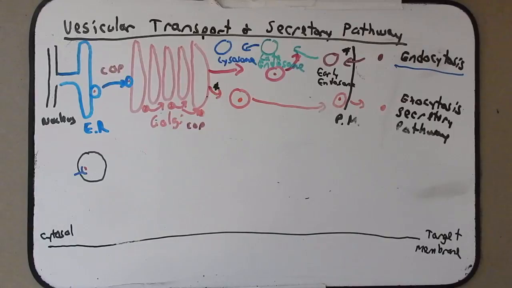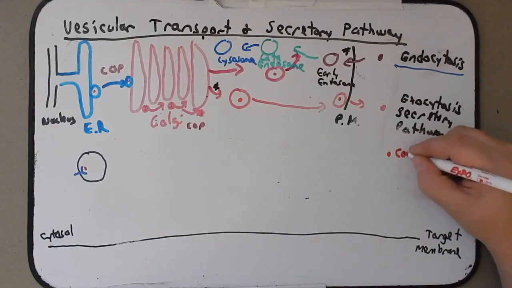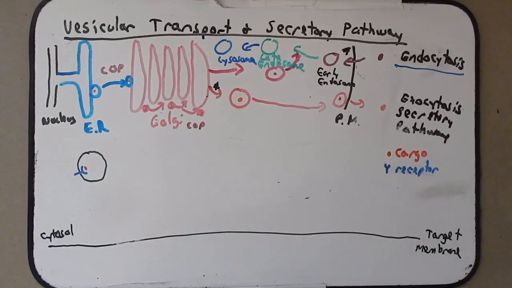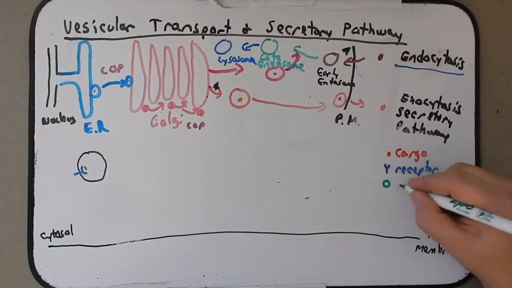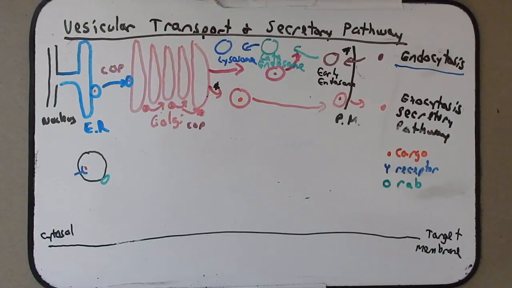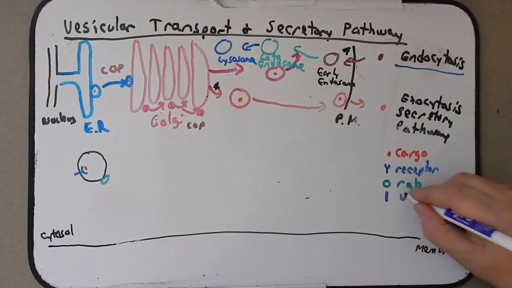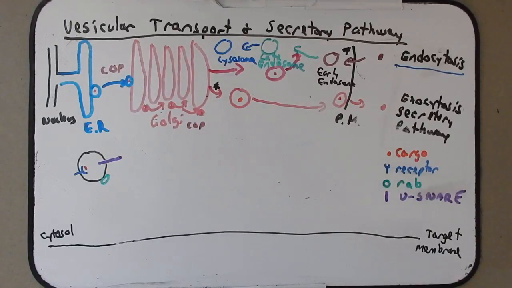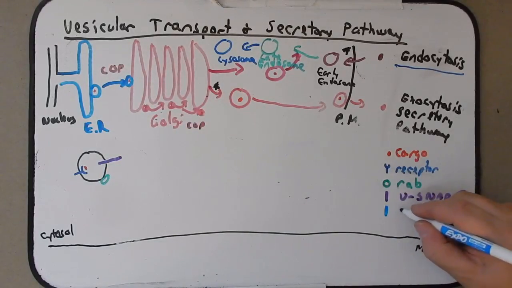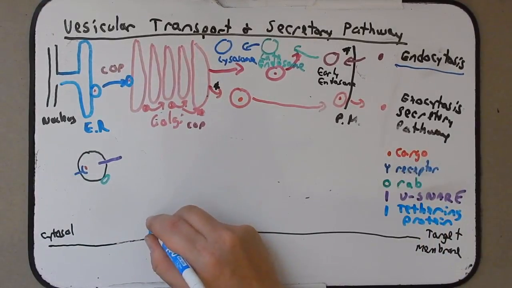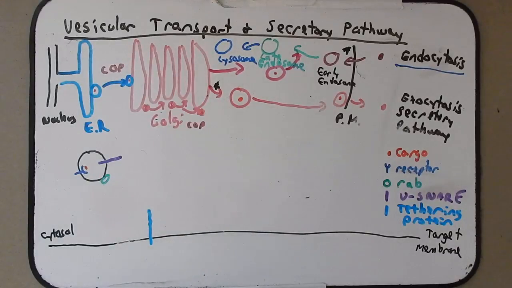And so once again, we'll have our key over here. So again, that's our cargo. This is our receptor. And now we have a couple new players to add here. One will be a Rab protein, and it's going to bind right here to the cell. And then we need something called a V-snare, which we'll put right like so. Okay, now we have something else that we're going to call the tethering protein. And it's going to be stuck in the membrane like so. And what it will do is it will bind to the Rab.